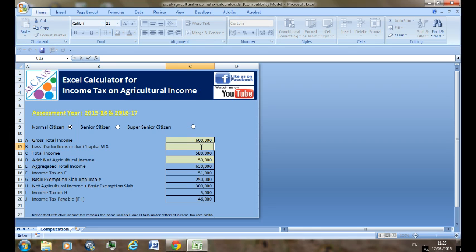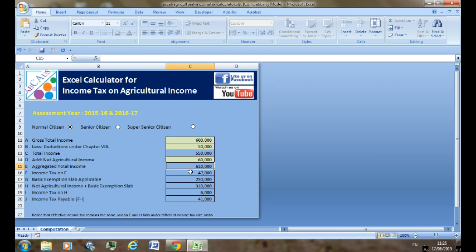Now the total income is 5,50,000, and add the net agriculture income here, let's make it 60,000. Now the total income after adding the net agriculture income comes to 6,10,000, and tax is calculated on this 6,10,000, that comes to 47,000 as per step F.